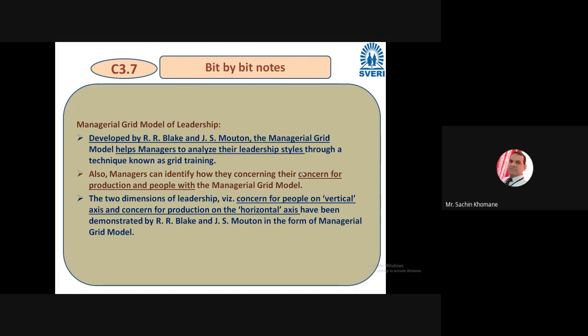Also, managers can identify how they are concerned with concern for production and concern for people with the managerial grid model. So there are two very important things in this particular grid, that is concern for people and concern for production. Let us discuss once again in coming slides this concern for production and concern for people.